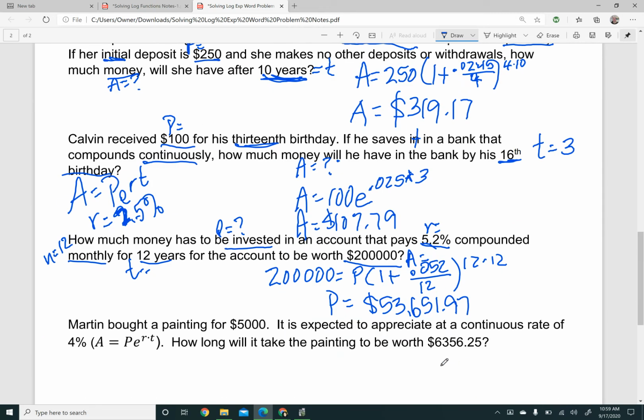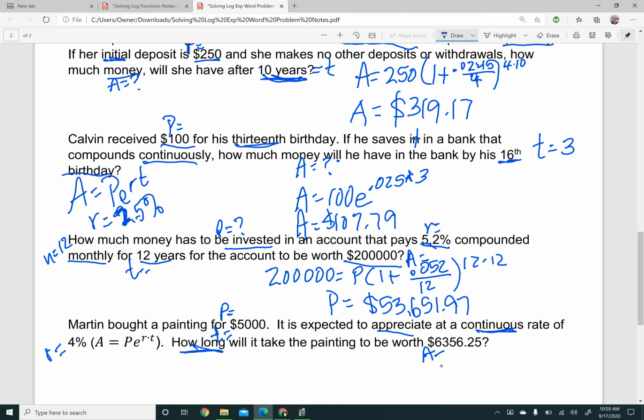So Martin bought a painting for $5,000. It is expected to appreciate at a continuous rate. So A equals P e^(rt) of 4%. So this is R. This is P. How long will it take the painting? So this is A, and it says how long. So we want to know the time, right?